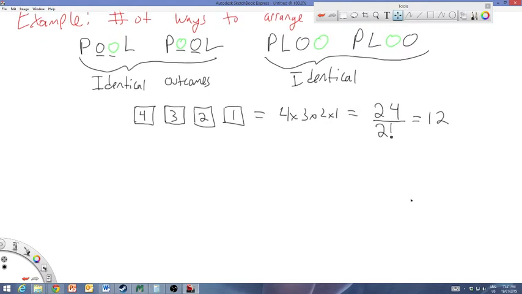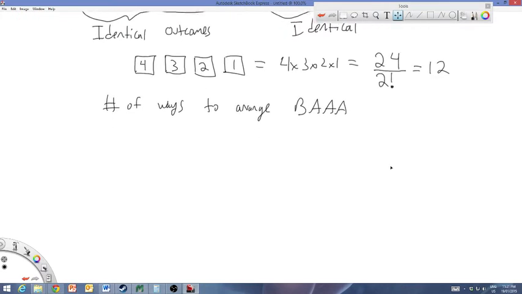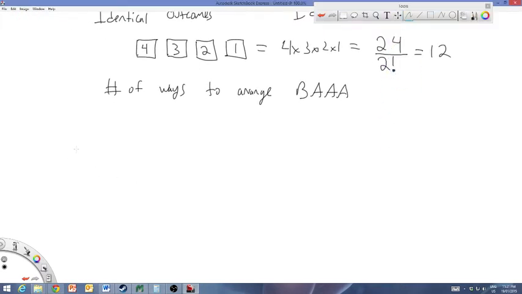Now I'll give you another example. Number of ways to arrange ba. This one I'll actually write out all of them. This might be a while, but I'm going to write out all of them. So the first one will be B. There will actually be quite a few combinations.